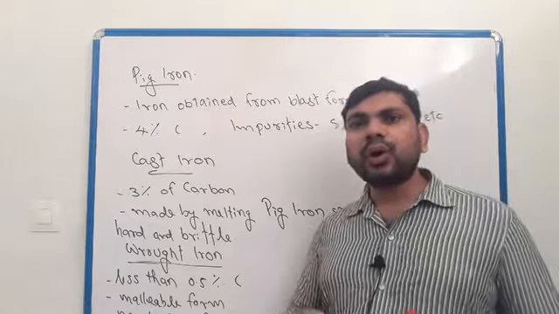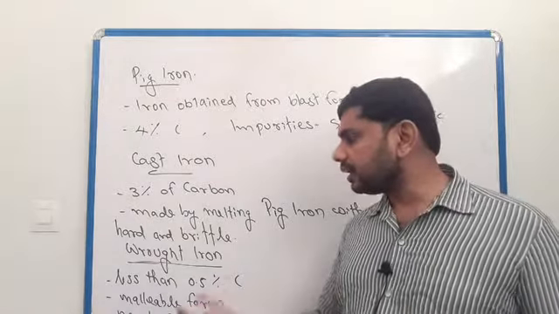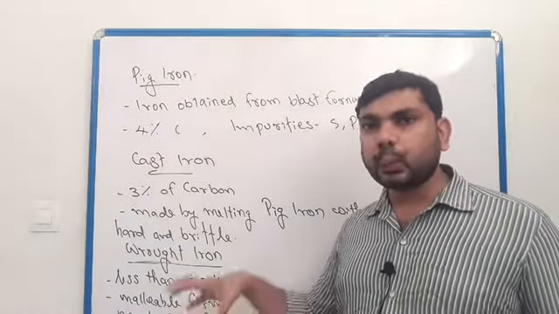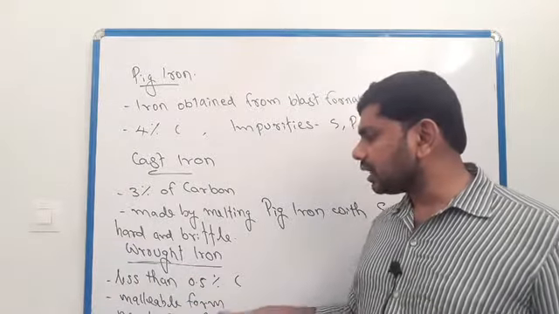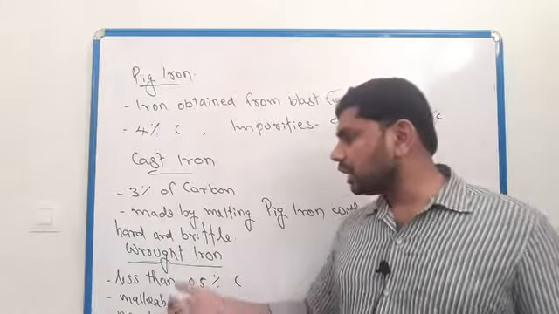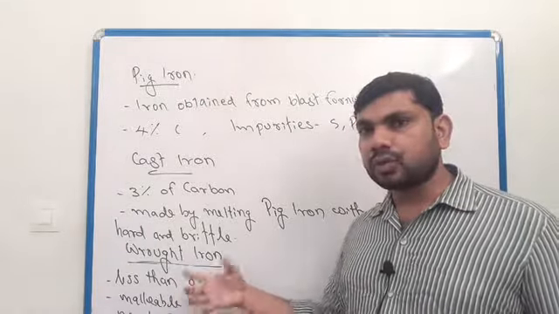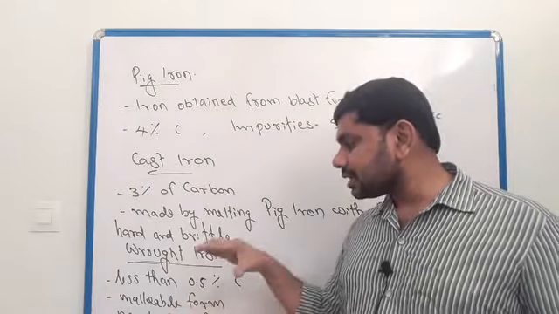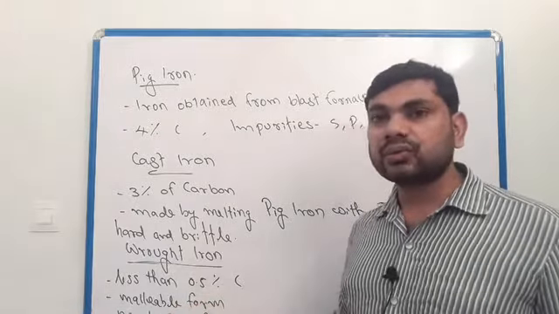Wrought iron is an almost pure form of iron. Here there is very little carbon content, less than 0.5% carbon content. Wrought iron contains less than 0.5 percent of carbon content.